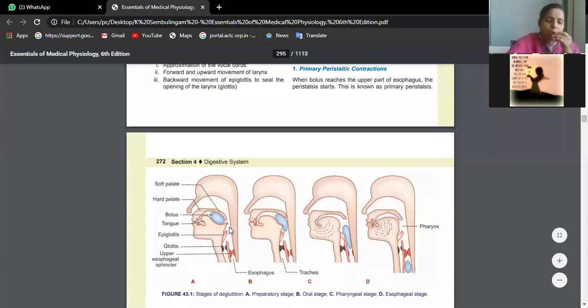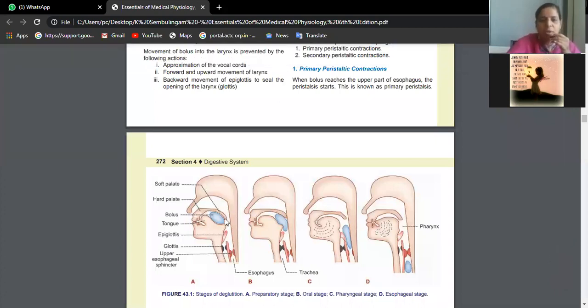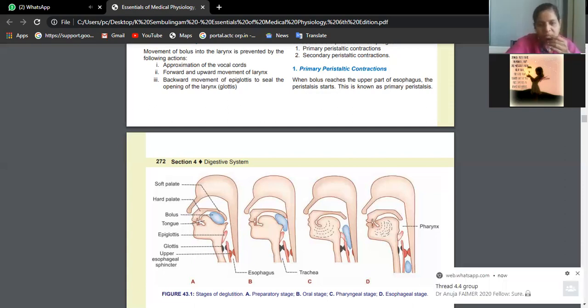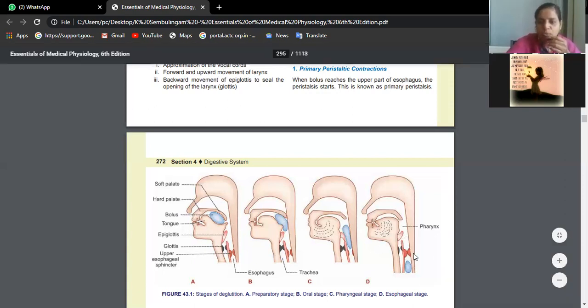So deglutition is a mechanism of swallowing the food from the oral cavity. It has to move into the esophagus. So we have a series of mechanisms taking place, working in such a perfect way that the food bolus is not allowed to enter into the nasopharynx. Food bolus is not allowed to enter into the larynx and trachea. Food bolus is adjusted in such a way that it is allowed to move only into the esophagus. So how is that?